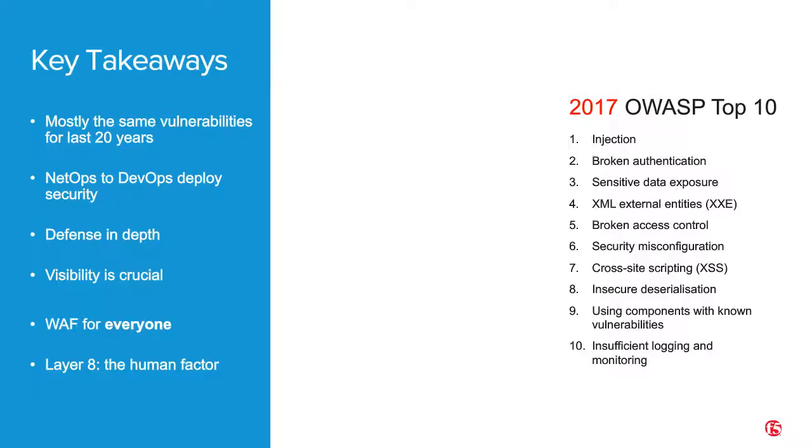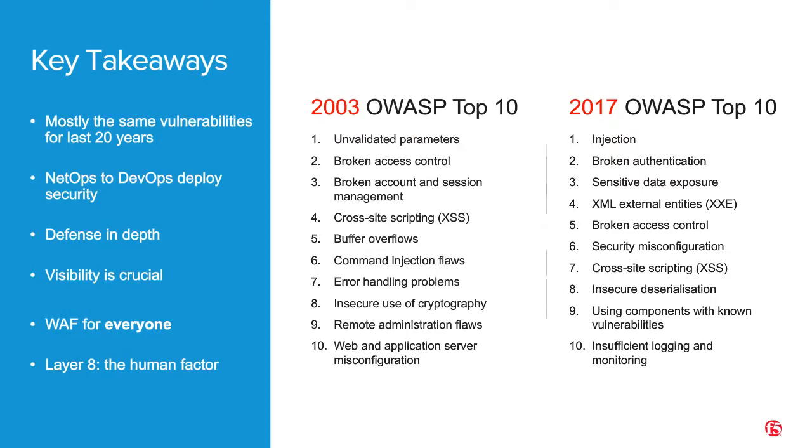So key takeaways from the top 10, how can we summarize this and what can we do? Well, really, as I said, there's very little that's changed over the past 15 years or so, almost 20 years now. There are some of the vulnerabilities that have dropped out of the top 10. Some are new, like insecure deserialization, for example, and others have been combined. But clearly there's a lesson to be learned here, that a lot of the same vulnerabilities continue to affect us. So we're clearly not doing a great job at learning our lesson.